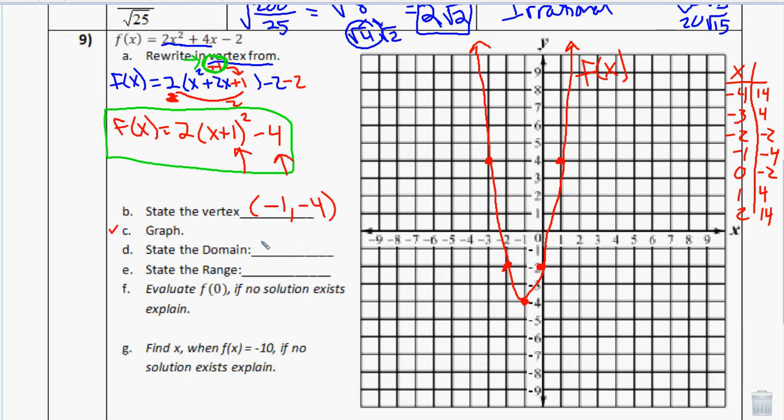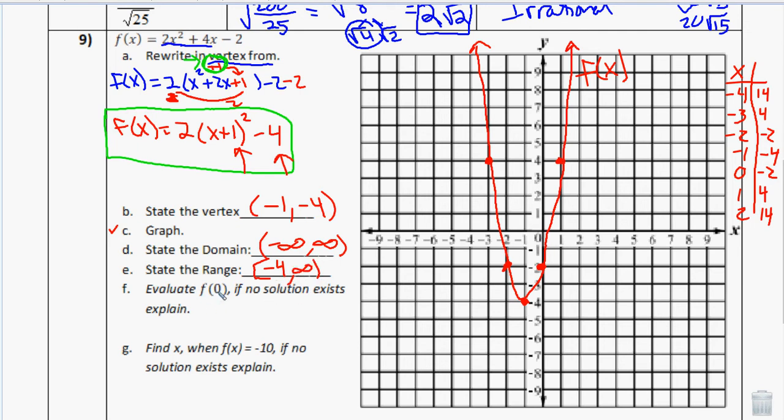So the domain is all real numbers. Goes from negative infinity to positive infinity. Remember, the domain are your x values going out forever to the left and to the right. But the range isn't going forever up or down. It's going forever up, starting at -4. So the y's start at -4 and go forever up.